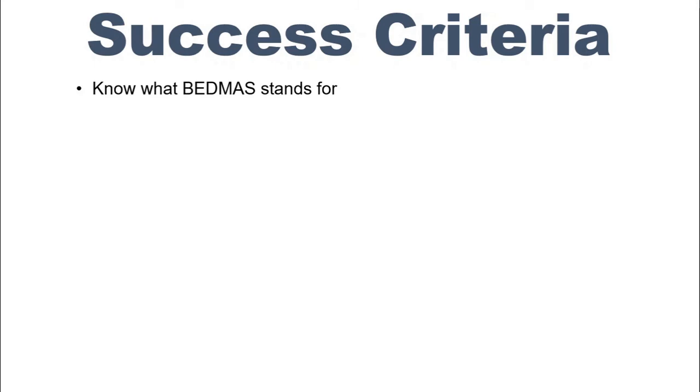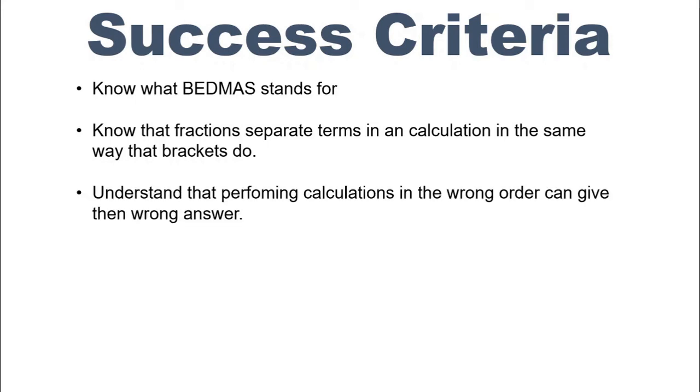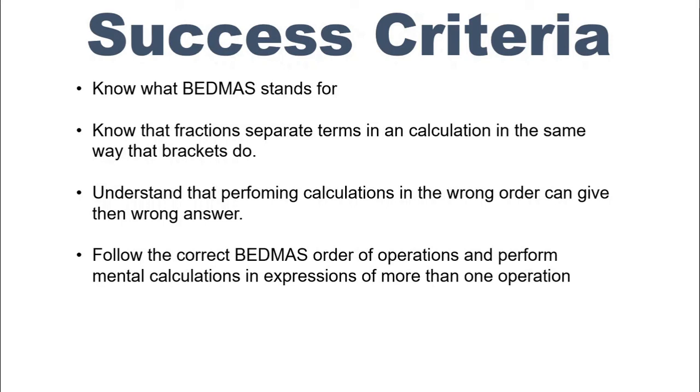Before you do the exercise, make sure you know what BEDMAS stands for. You know that fractions separate terms in a calculation in the same way that brackets do. So solve the top, solve the bottom, and then do the division. Also, you need to understand that performing calculations in the wrong order will give you the wrong answer. You need to use correct BEDMAS order of operations and perform these calculations mentally. No calculators here, please. And show all stages of your working, step by step. That way, if you made a mistake, we can figure out where you went wrong in your order.